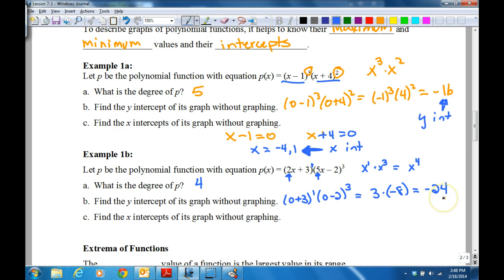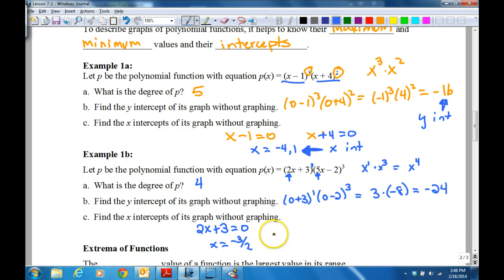Now it says find the x-intercepts of the graph without graphing. What do I need to do? Set them equal to 0. So 2x plus 3 equals 0. I got negative 3 over 2. Yep, negative 3 over 2 is the first one.